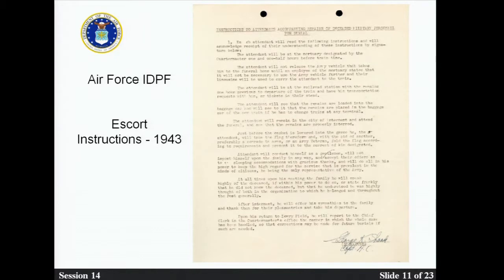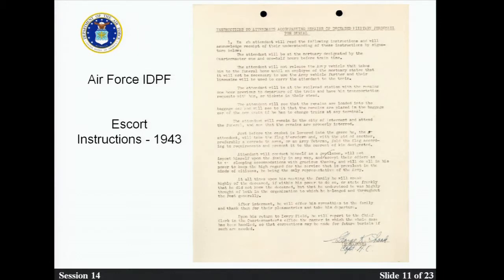And the escort is someone that typically, with few exceptions, was from the same unit, had the same rank as the deceased, same gender, race, even the same specialty. So if they were an aircraft mechanic and they were a white male of, say, Polish descent, there's a good possibility if the unit had someone that fit that description of the deceased, that person would be the escort.